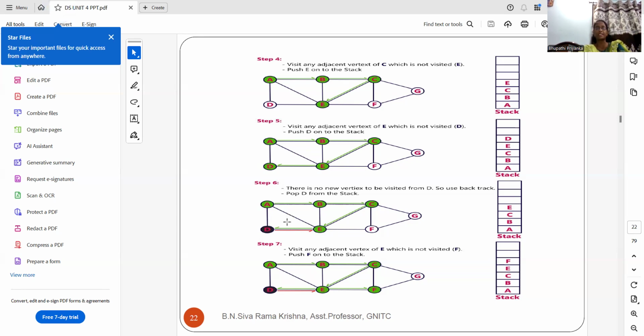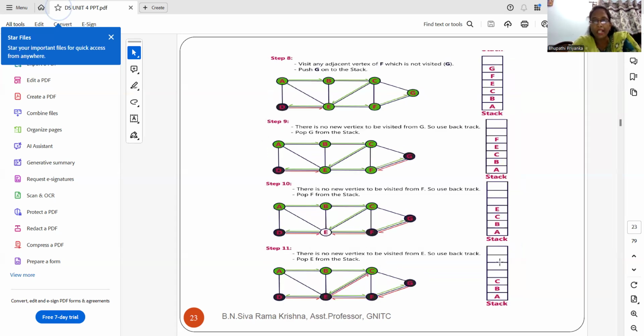So in this case, we need to do backtracking, which means we need to go to the previous vertex. We need to backtrack to E. Now, what are the adjacent vertices of E which are not visited? F. So push F into the stack. Next, visit the adjacent vertices of F which we did not visit earlier. The adjacent vertices of F are C and G. C we have visited earlier, but we did not visit vertex G. So push the vertex G into the stack.